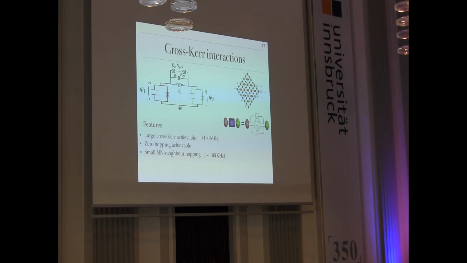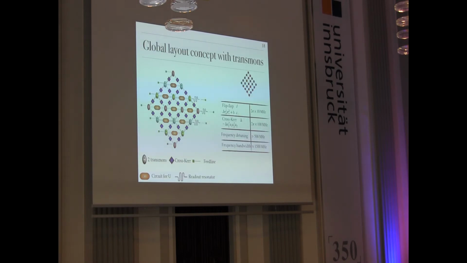Okay, so this is just to sum up. With this kind of coupler, we can get relatively large cross-Kerr interactions, and ideally 0 unwanted hopping between transmons on different lines, and also the induced next nearest neighbor hopping will be of the order of 100 kilohertz. That is more than 1 order of magnitude smaller than the hopping that we would like to engineer.